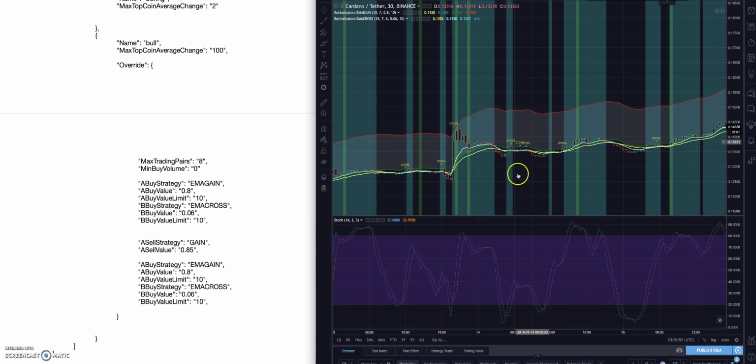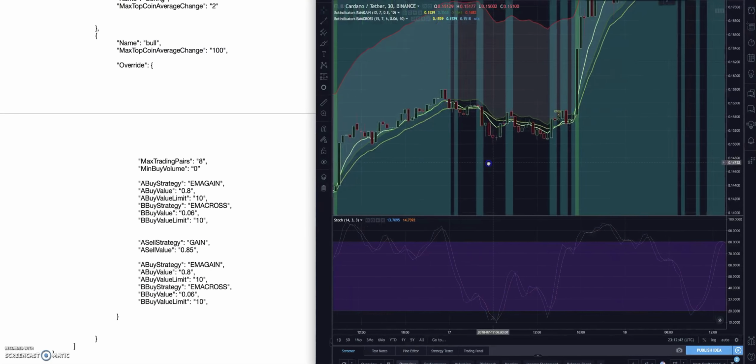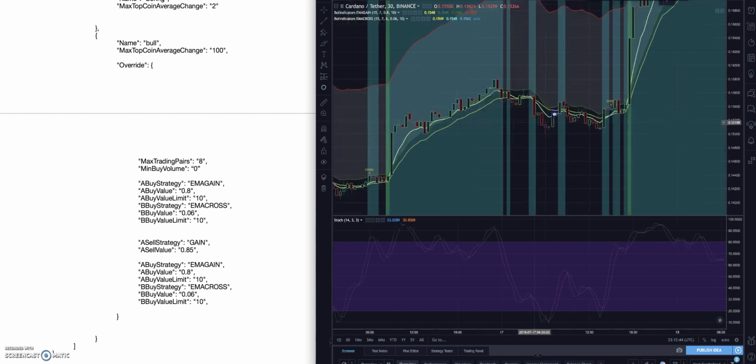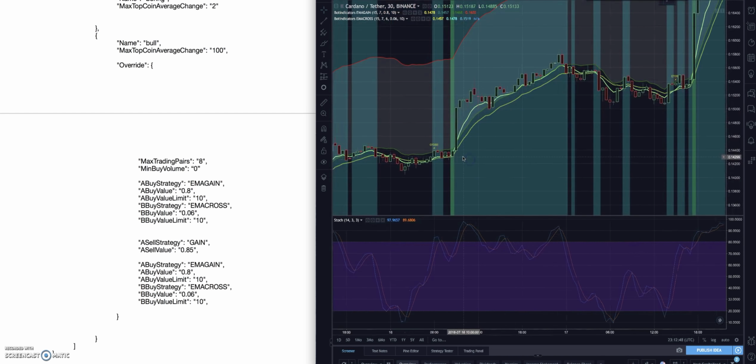So I will describe exactly what I'm talking about and how this works. I'll describe with this EMA gain and EMA cross why I'm using these positive numbers, which might be quite contradictory to most people. If you look at what is going on in some of these cases, normally you're going to use the EMA gain, and then you're going to set the buy value to -1.